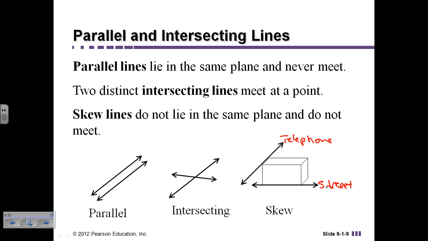Telephone lines do not ever touch the street unless there's some sort of problem and they fall down. But telephone lines do not touch the street, and they are not in the same plane because they are above the level of the street. So they are considered to be skew. So they're not considered to be parallel in most cases.